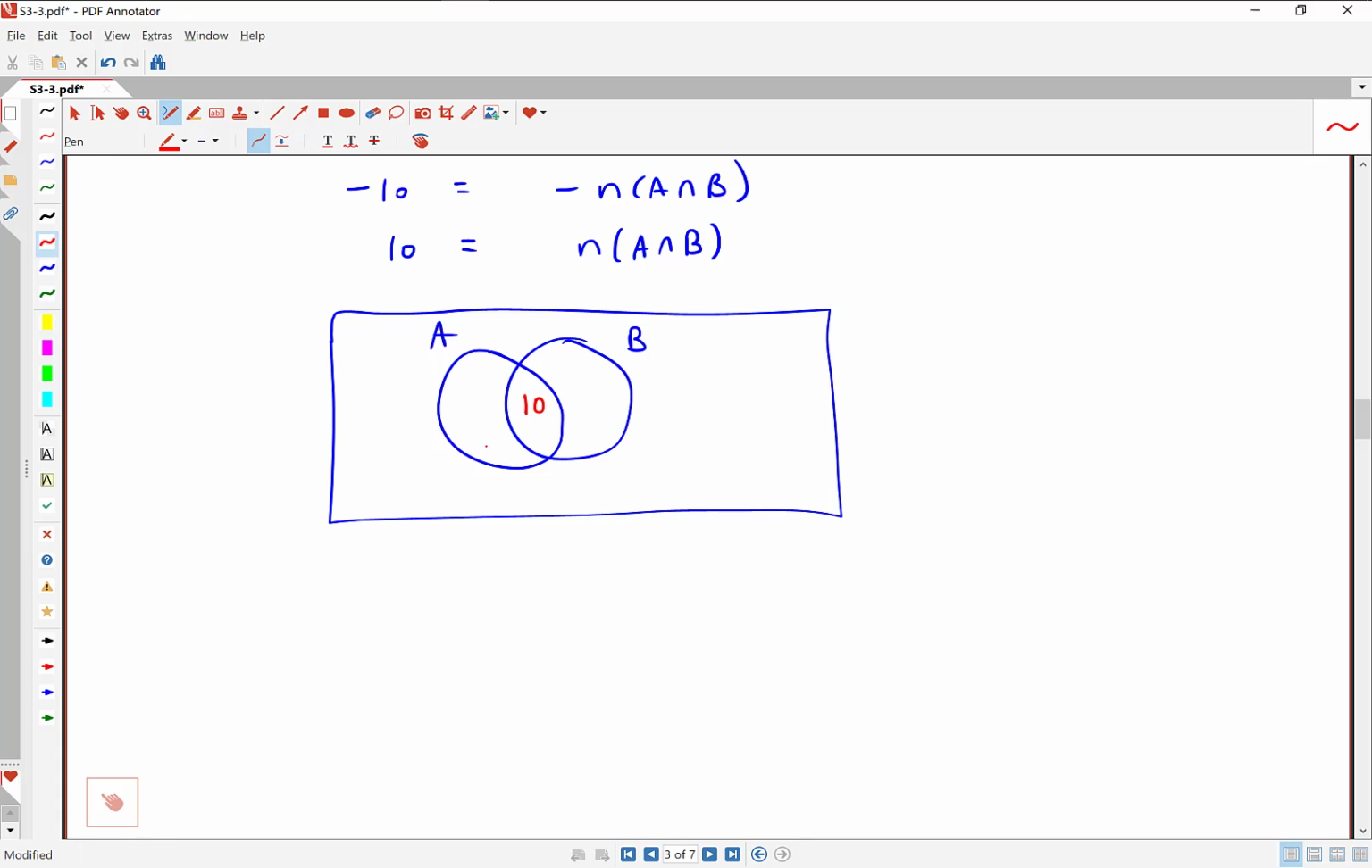So if A has 48 elements in total, we're going to go 48 minus the 10 that we've accounted for, gives us 38 elements over here. B has 52 elements in total. So 52 minus the 10 that we've already accounted for gives us 42 out here.